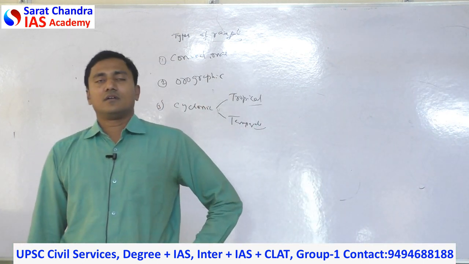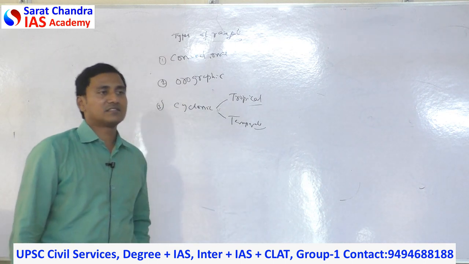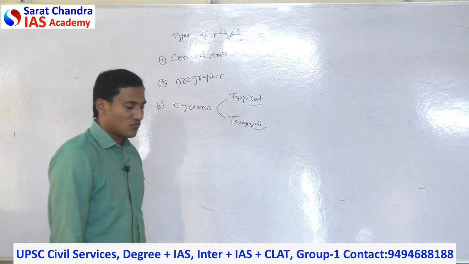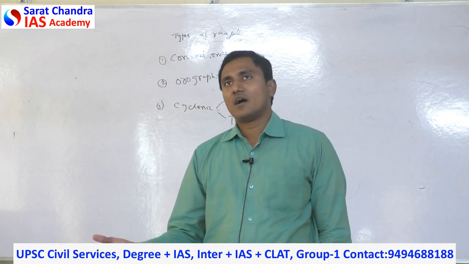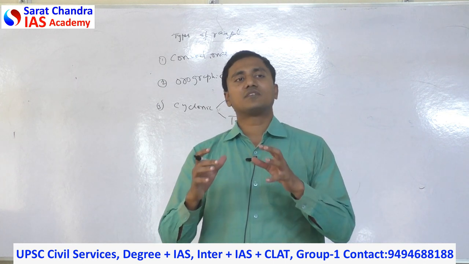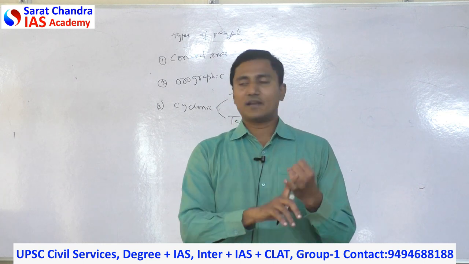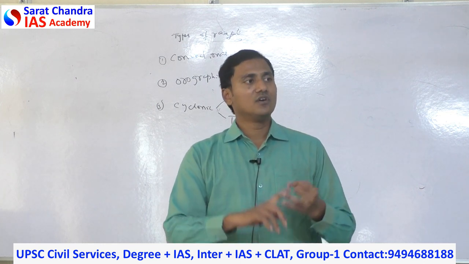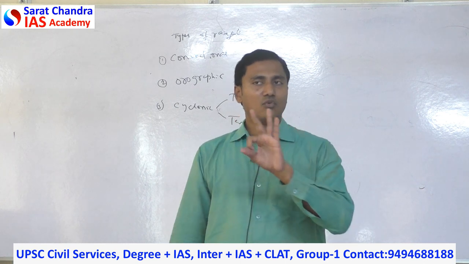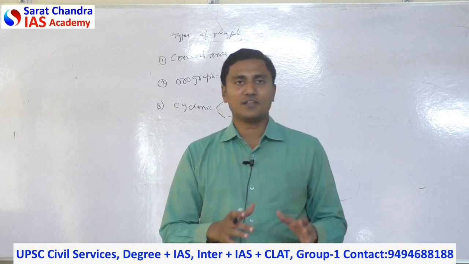Now, first of all, what is convectional rainfall? Let us discuss that one. Friends, convection. What is convection? It is a way of transfer of heat. I told you that heat transfers from one body to another body in different ways, through conduction or through convection or through radiation. There are only three ways in which heat transfers from one body to another body.